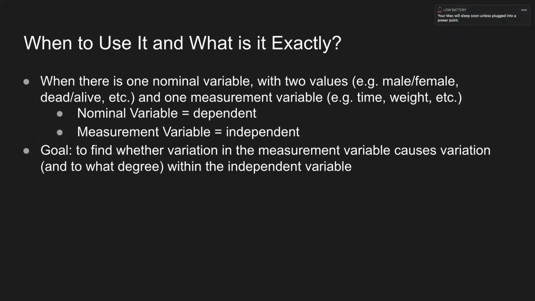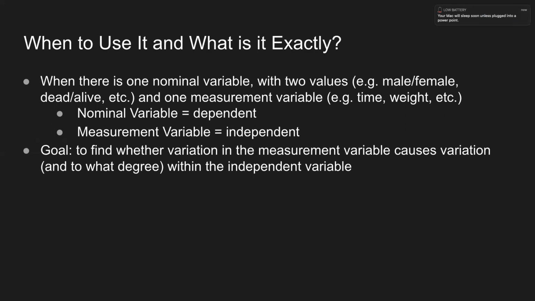Okay, I'm just going over how we're going to use it. There are two types of variables that logistic regression needs. One is a nominal variable, which has two values, and one is the measurement variable. I've given some examples: for nominal, male or female, and for measurement, time or weight, a continuous variable that you can measure.